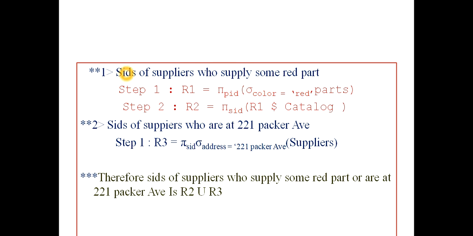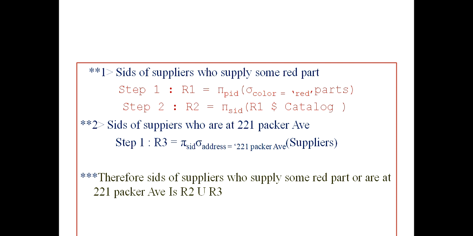First, I will find the SIDs of the suppliers who supply some red part, and that is done in two steps. You can take a screenshot of this. R1: first retrieve the red colored parts using the select operator, select color red from parts. From that I need the part IDs, that is PID, so let's perform the project operation using PID and store the values in relation R1.